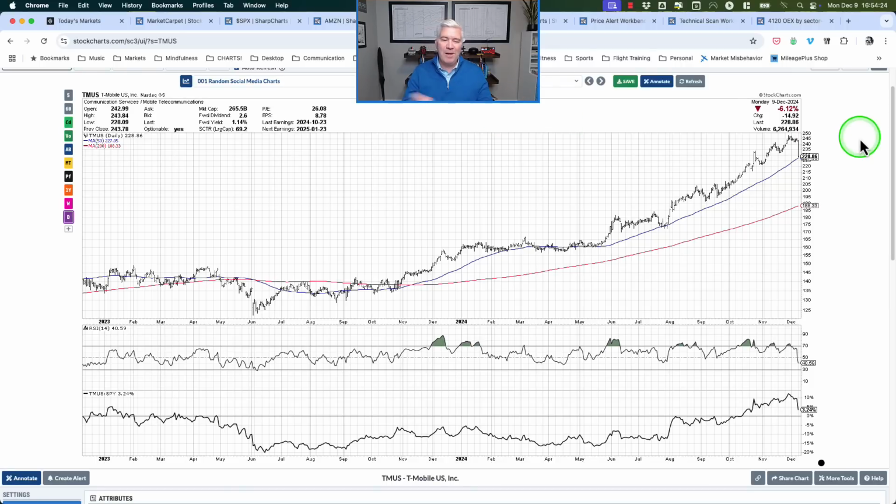T-Mobile US. T-Mobile, obviously a big mobile provider, very popular here in the Pacific Northwest. The Mariners play at T-Mobile Park. The big pink building is right there off of the highway on the way to the airport. So T-Mobile, pretty widely known.